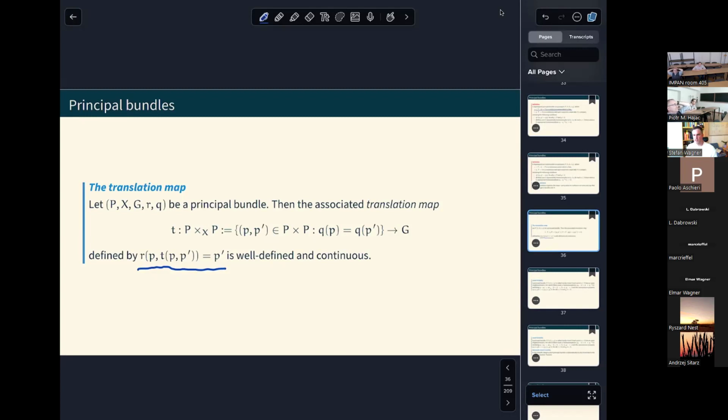Usually these translation maps are part of the definition of a principal bundle, but in this compact setting, it's automatic. Yeah, compactness guarantees continuity. Exactly, because in this case you have a continuous bijection, and then the inverse image of this classical embedding map will be this translation map.